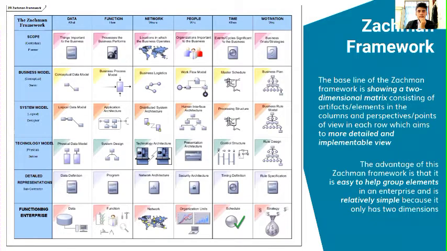The first is Zachman framework. Beside the explanation, we can see an image of the Zachman framework. The baseline of the Zachman framework is a two-dimensional matrix consisting of artifacts or elements in the columns and perspectives or points of view in each row, which aims to give a more detailed and implementable view. The advantage of this Zachman framework is that it helps group elements in an enterprise easily and is relatively simple because it only has two dimensions.